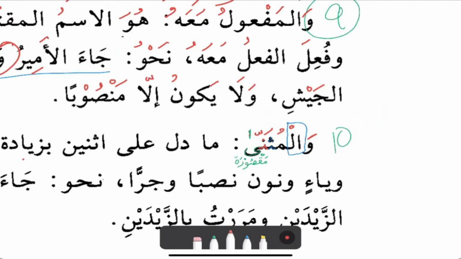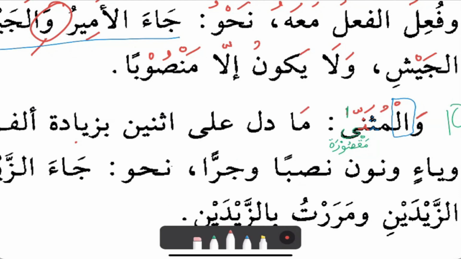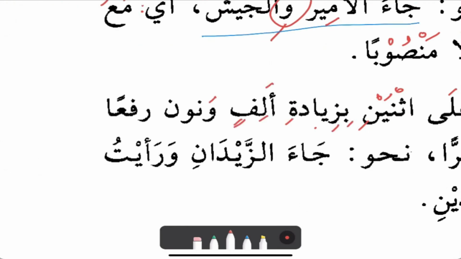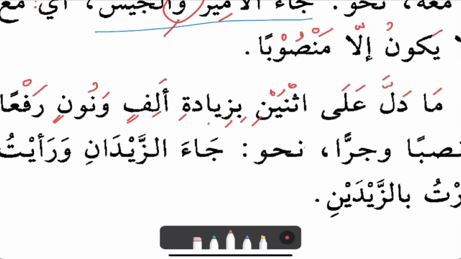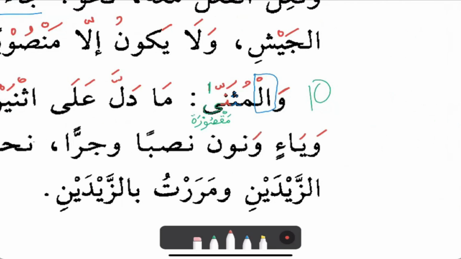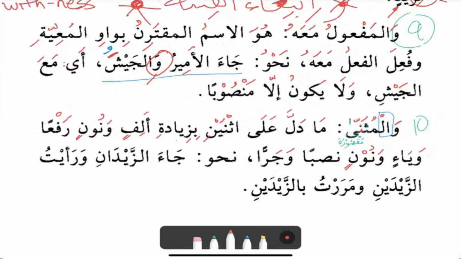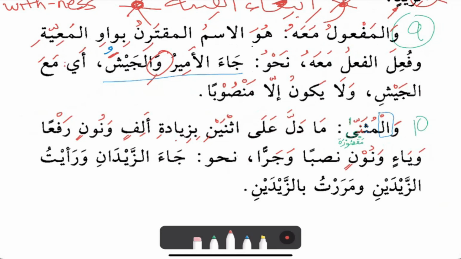So al-muthanna is what usually we're going to call dual. ما دل على اثنين بزيادة ألف ونون رفعا وياء ونون نصبا وجرا. Okay. Al-Muthanna, he says here, this is a simplified definition. What refers to two, by an additional alif and noon, if it's nominative, or an additional ya and noon, if it's accusative or genitive.